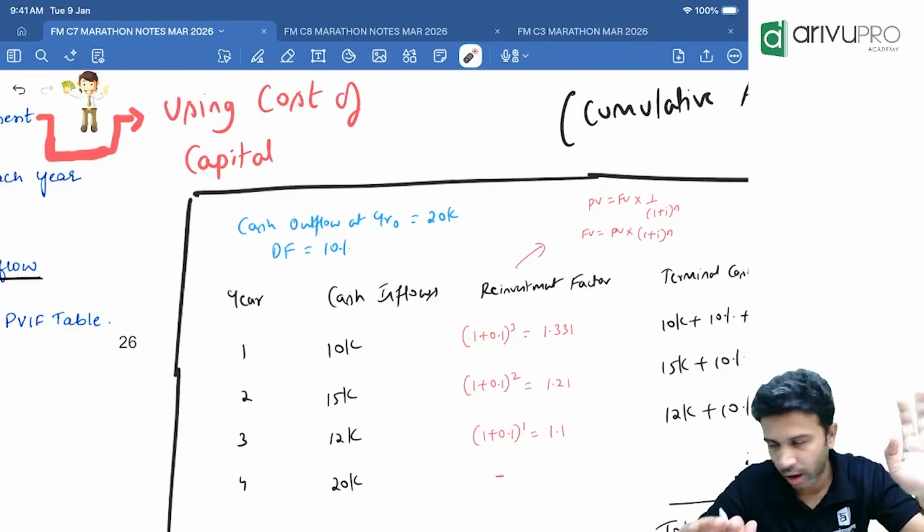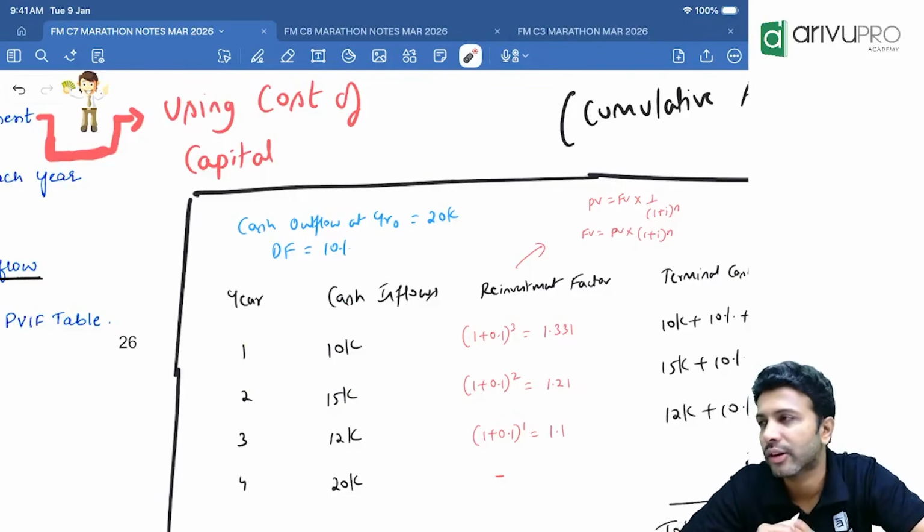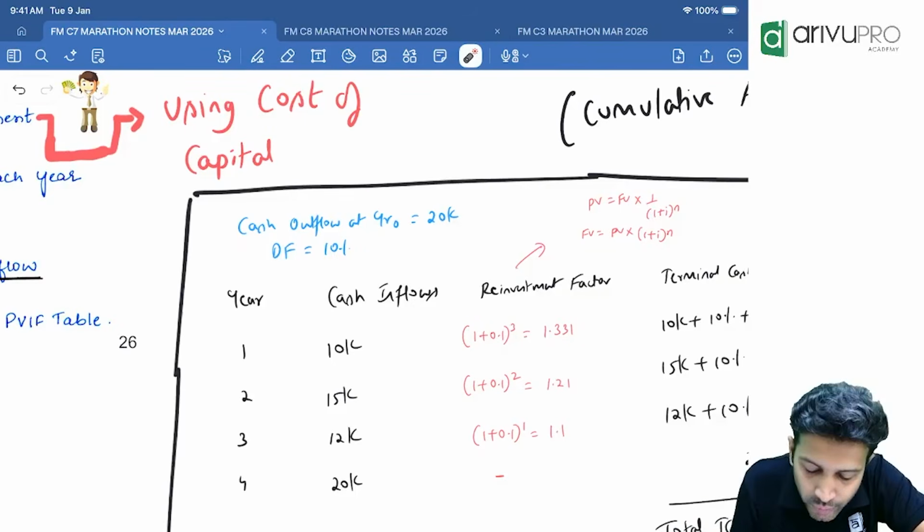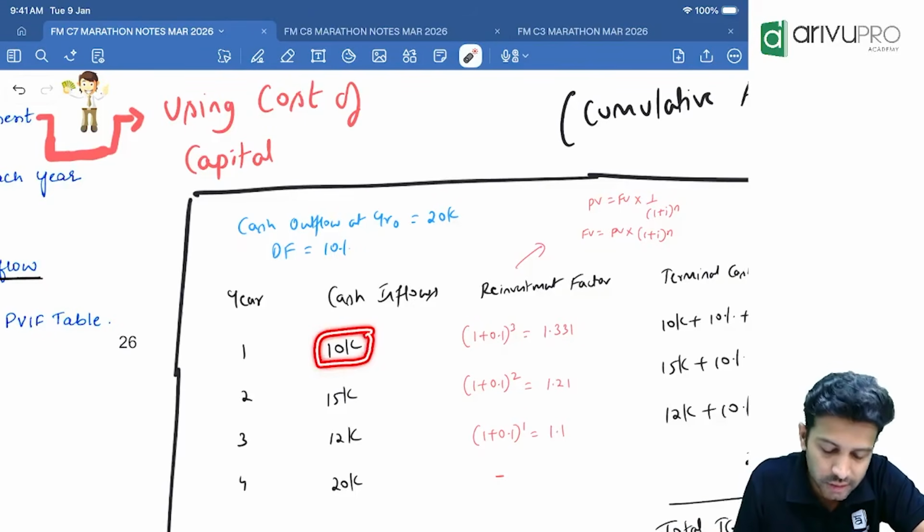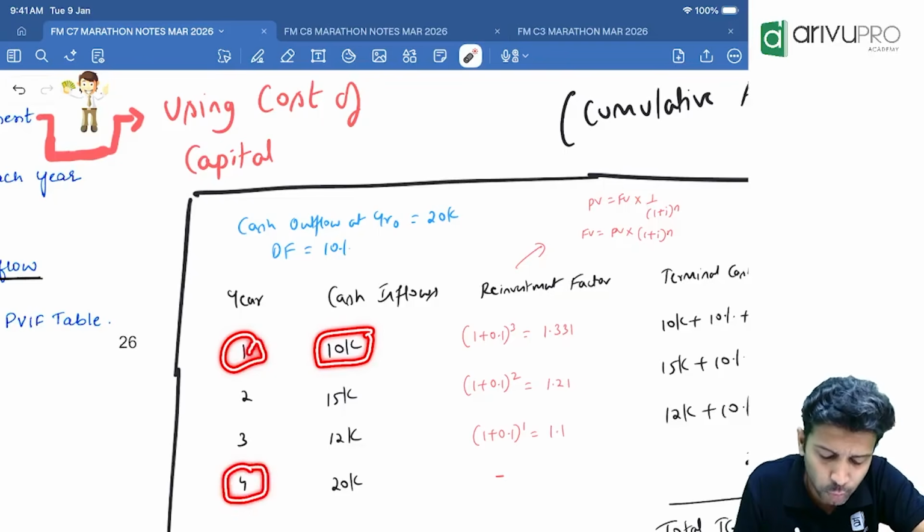Correct? Okay. Now what MIRR is trying to say is, check this. When did you get this 10,000? End of first year. Project will end at first year or it will go till 4th year?